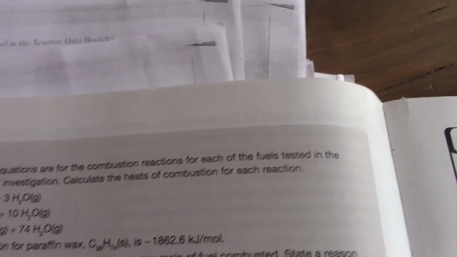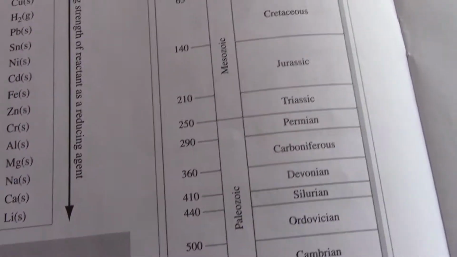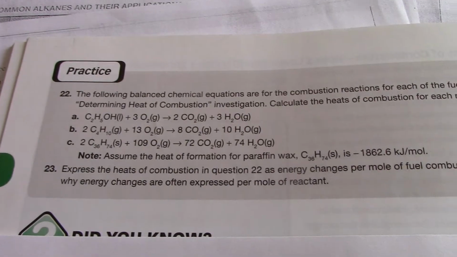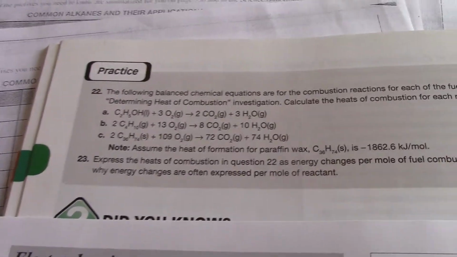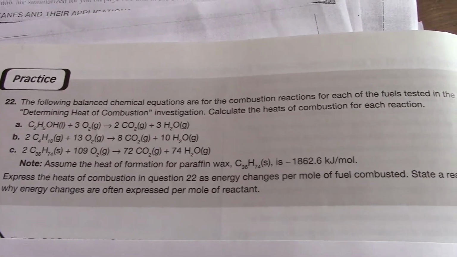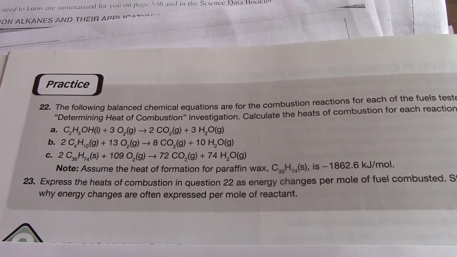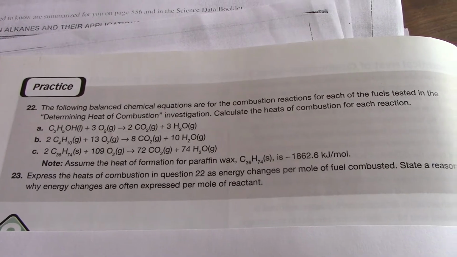This is number 22 on page 498. So you can do this question in your energy and environment booklet that I've given you, right? So this says the following balanced chemical equations are for combustion reactions for each of the fuels tested in the determining heat of combustion investigation. Calculate the heats of combustion for each reaction.